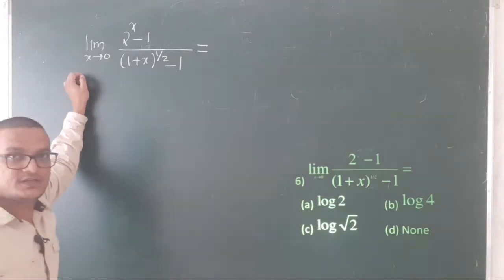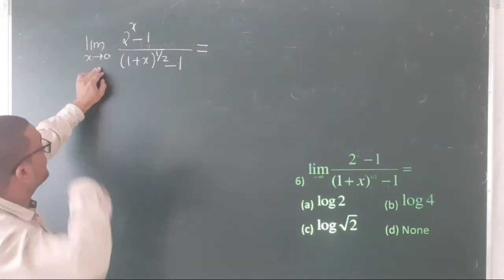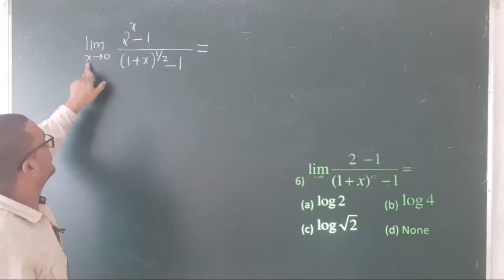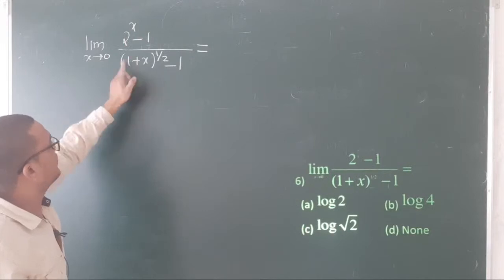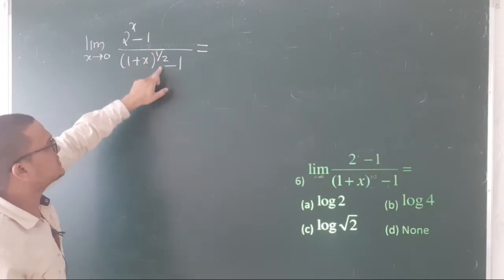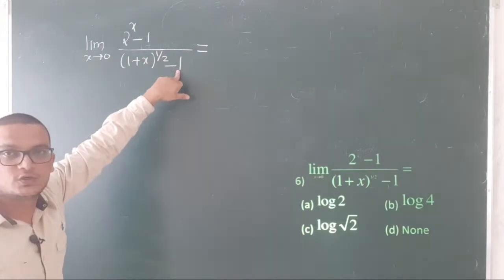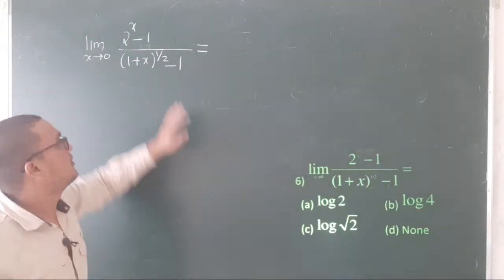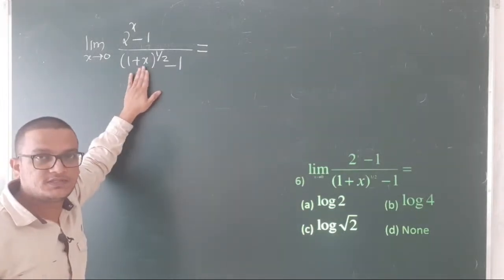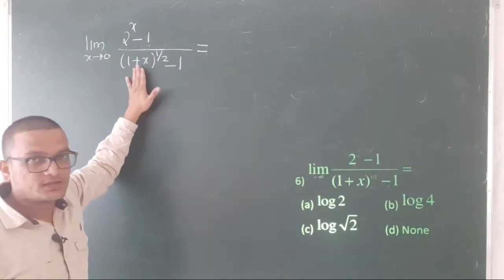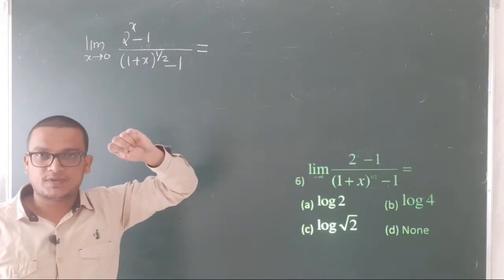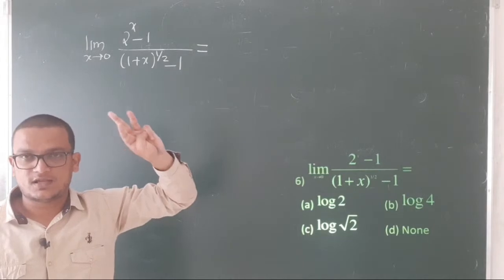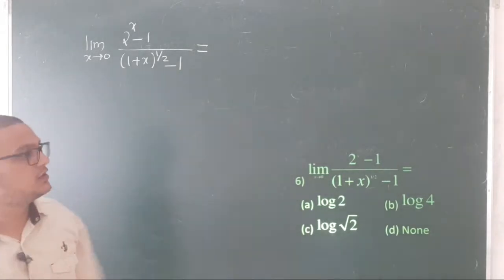See, at present if I substitute the limit, what will happen? 2 to the power 0 is 1 and 1 minus 1 is 0. If I substitute 0 here, 1 plus 0 is 1 and 1 to the power anything is 1, again 1 minus 1 is 0. Means we are getting 0 by 0 form for this function, which means it's not possible to simplify. And this can be simplified again by 4 methods: substitution, factorization, rationalization or by L-Hospital rule.